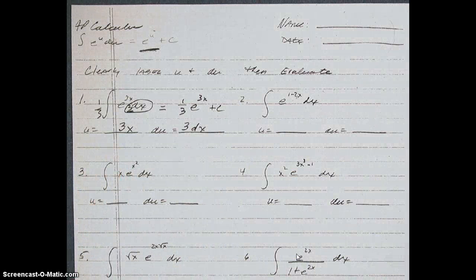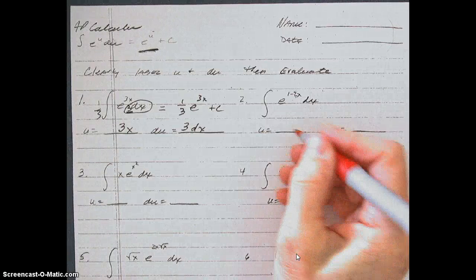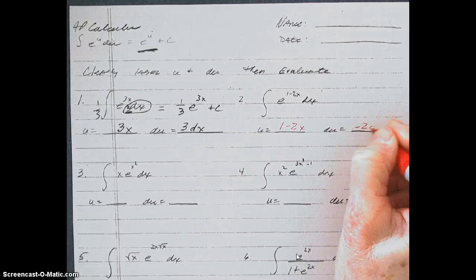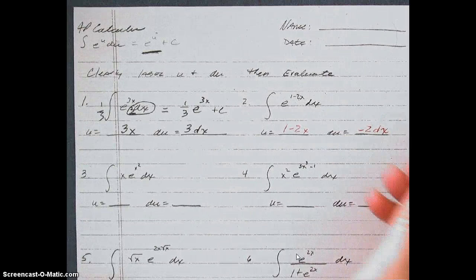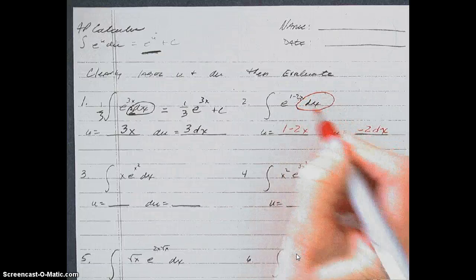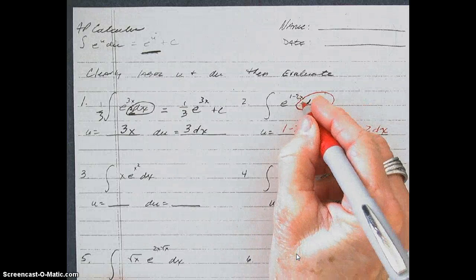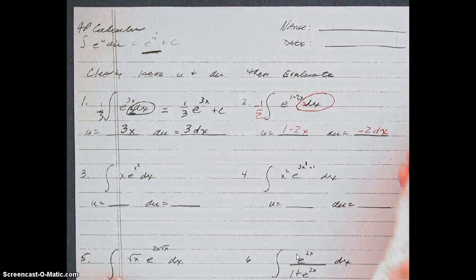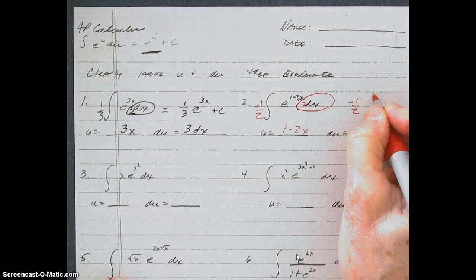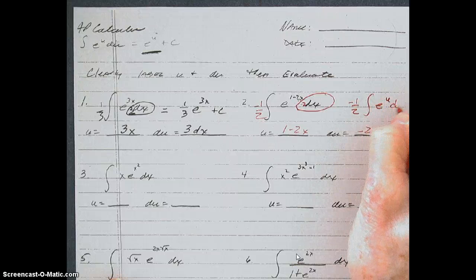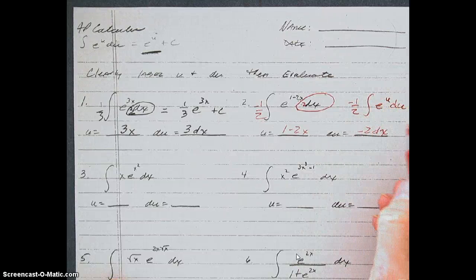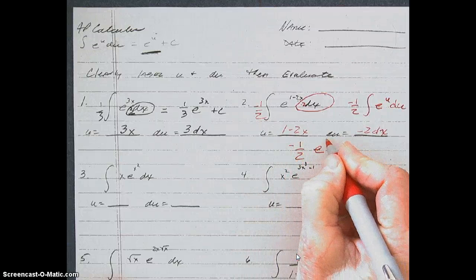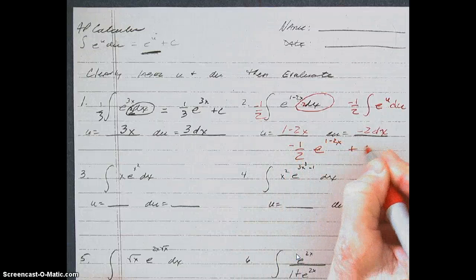In problem number 2, we have e to some power, so u is that power, and we hope that du is going to be involved again. So we need a -2, we counterbalance that with a -1/2, so you're really looking at -1/2 e to the u du, and the rule for e to the u is what? e to the u, so e to the 1 minus 2x plus c.